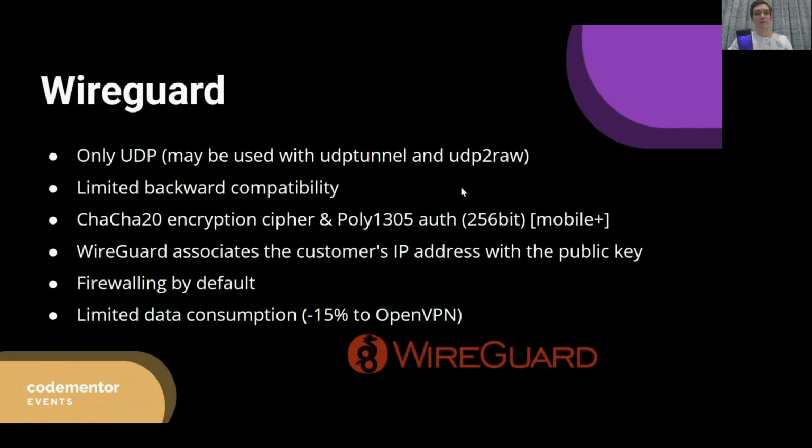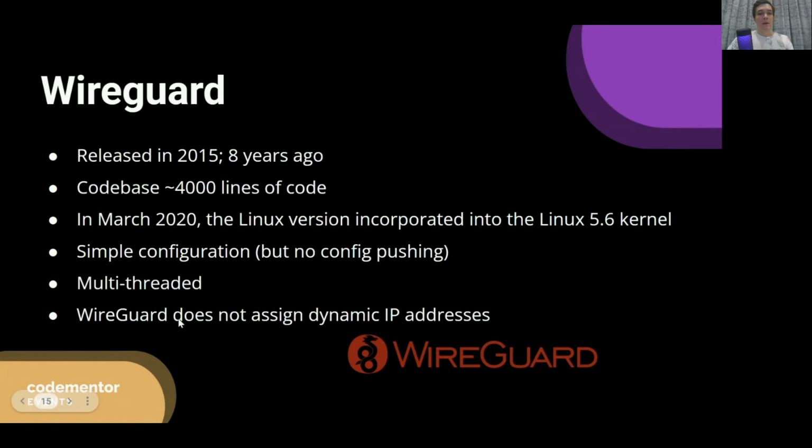Okay, let's go back. So WireGuard doesn't assign dynamic IP addresses. That is kind of not a useful thing. As for OpenVPN, you can just set the subnet that every client would get an address from when they connect. As for WireGuard, you have to set this IP address manually in each configuration file. That is not that good, I guess.